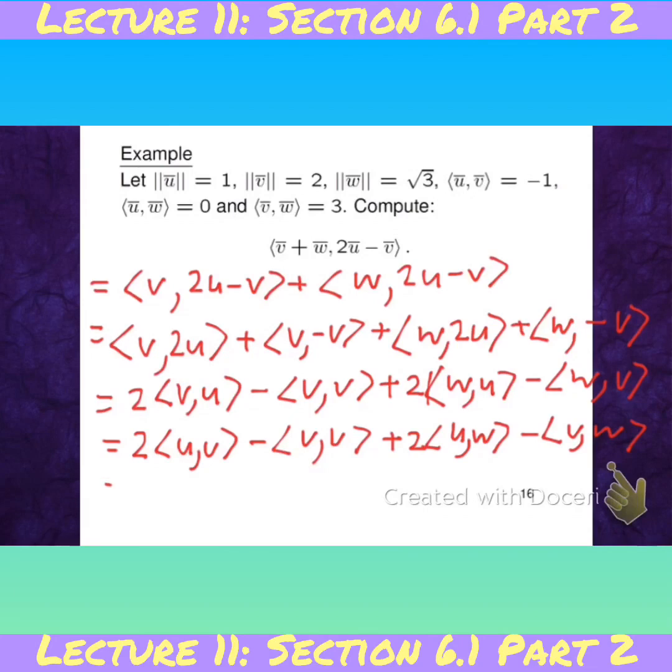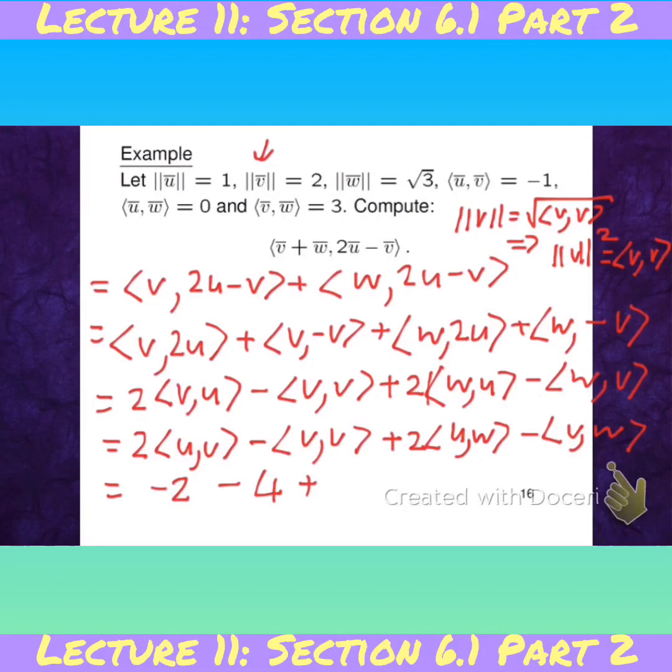So we know what the inner product of u with v is. The inner product of u with v is minus 1, so that is going to be minus 2. The inner product of v with itself: remember what we said, the norm of v is the square root of the inner product of v with itself. So the square of the norm of v is the inner product of v with itself. What is the square of the norm of v? That is going to be 2 times 2, which is 4. Then the inner product of u with w is 0, and the inner product of v with w is 3. So that is going to be minus 9.